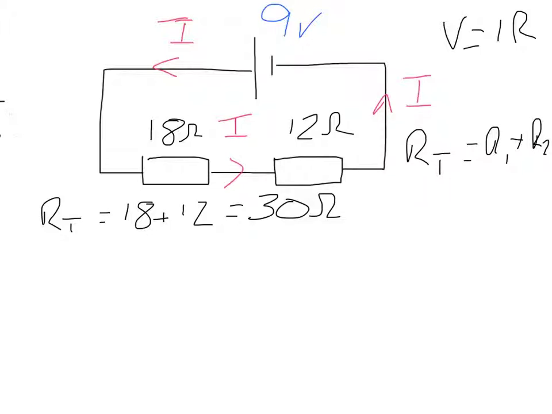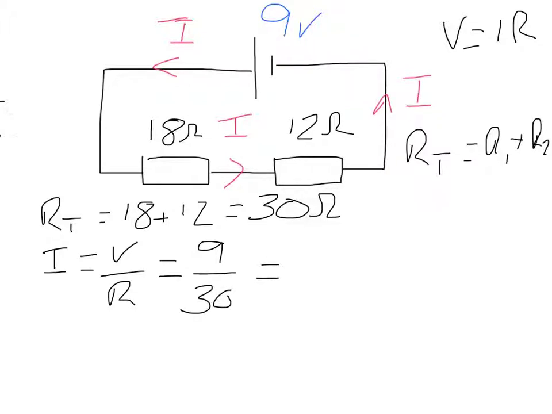Right, so the current, which we've already said is the same everywhere, is linked to the voltage via V equals IR. If we rearrange V equals IR, we can say the current I is equal to V divided by R, so that is 9 divided by 30, which gives us a current in our circuit of 0.3 amps.